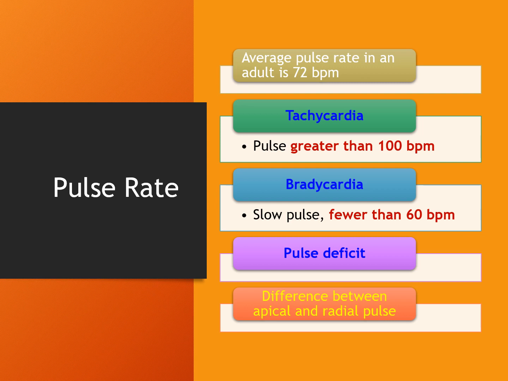So average pulse is 72. Now a normal pulse rate or heart rate is 60 to 100. Over 100, it's tachycardia. Tachy means fast heart. Lower than 60, it's slow. That's Brady. Brady means slow, basically a slow heart rate. So between 60 and 100 is good. Over 100 is tachy. Less than 60 is Brady.